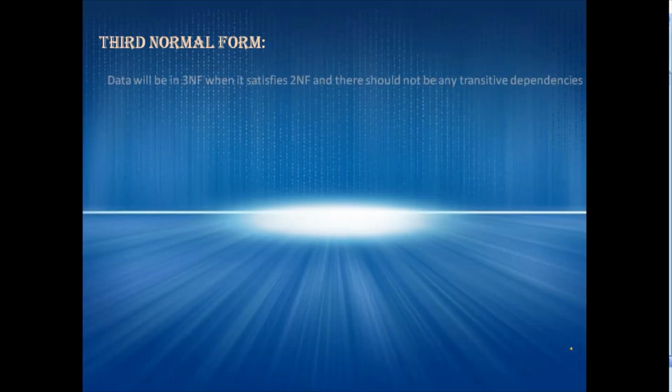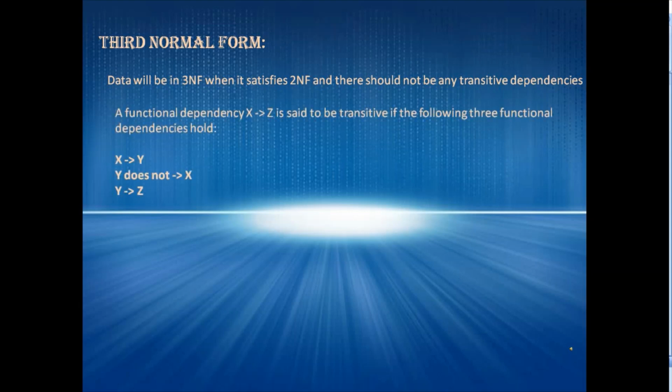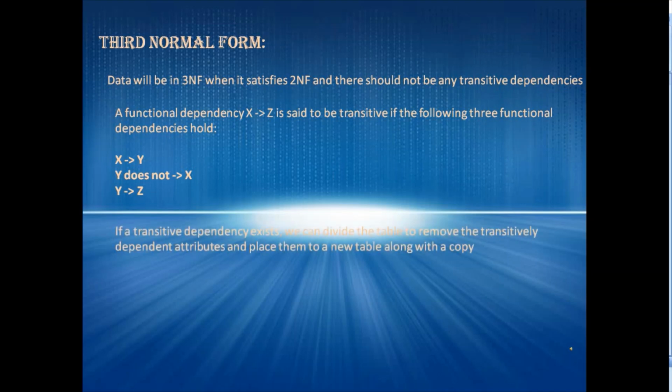Third normal form. Data will be in 3NF when it satisfies 2NF and there should not be any transitive dependencies. A functional dependency X to Z is said to be transitive if the following 3 functional dependencies hold: X to Y, Y does not determine X, Y to Z. If a transitive dependency exists, we can divide the table to remove the transitively dependent attributes and place them in a new table along with a copy of the determinant.